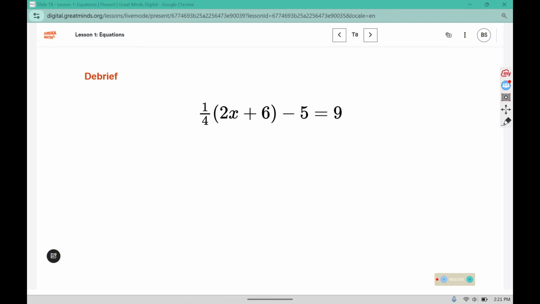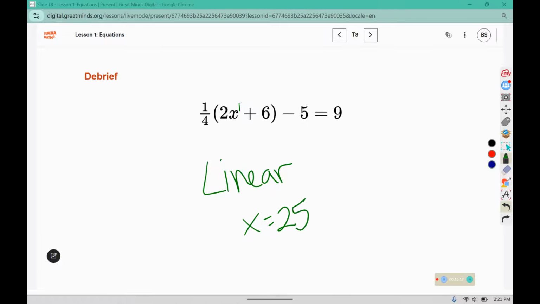Going back to the equation we had at the very beginning of class, is this linear or nonlinear? Well, the x has just an exponent of 1, so this one is linear. And we found that x came out to 25 in that original problem. So it had one solution, which means it is linear as well.